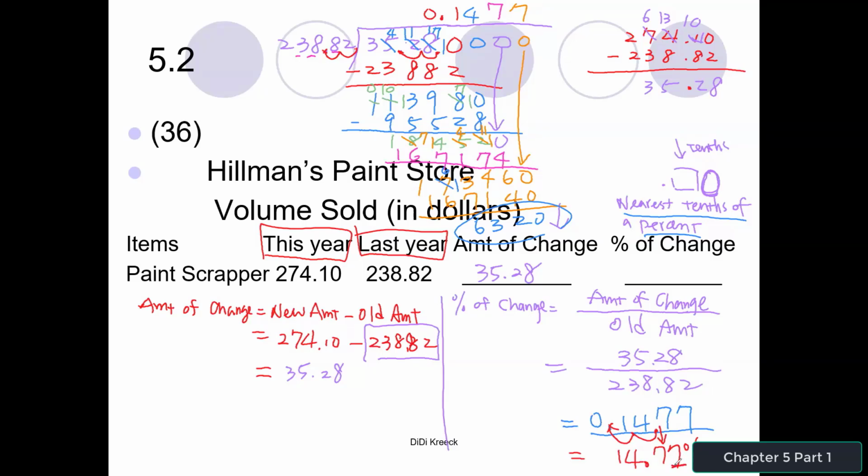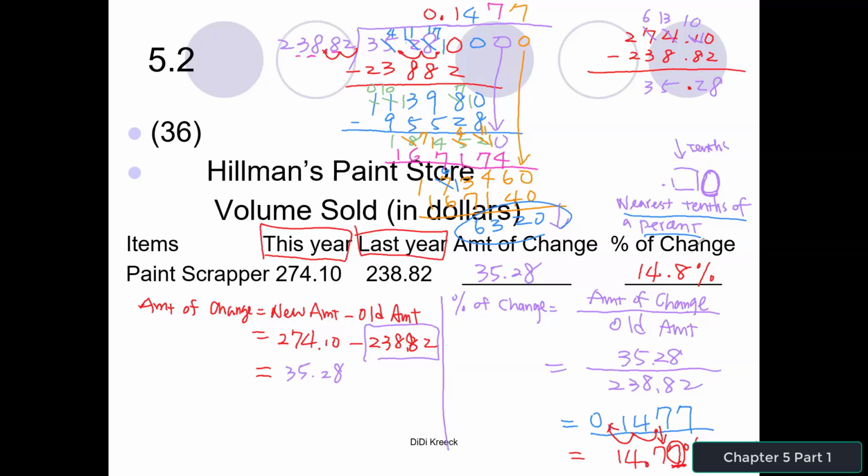Okay, and we need to find the answer to the nearest tenth of a percent. So this is the key number to decide rounding. On the right hand side, the digit is right here. If it's 5 or greater than 5, we have to round up. Less than 5, we round down. So 7 is greater than 5. So rounding this up will be 14.8%. If you do not find the 4 decimal places, then we cannot do the rounding. So the answer here, percent of change, will be 14.8%.